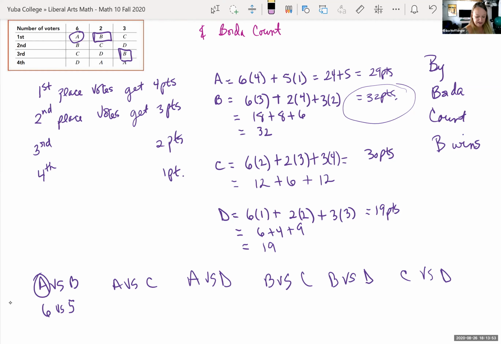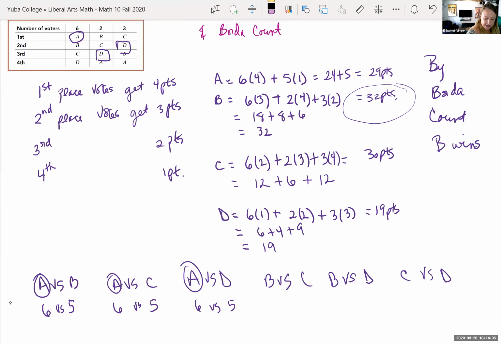So now we'll go in and look at A and C. Okay, so A beats C here. A versus C. C beats A here, and C beats A there. And so 6 for A and 5 for C. So A wins. A beats D in the first one. D beats A here, and D beats A here. And so again, it's 6 versus 5. A is the winner.